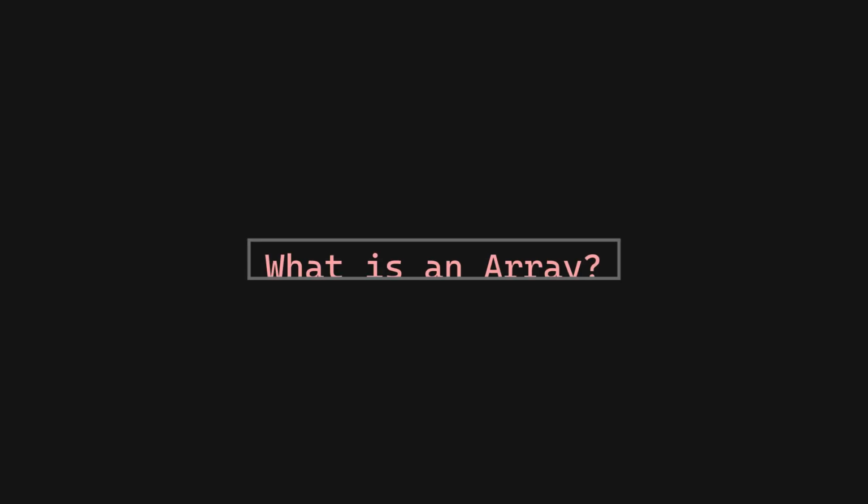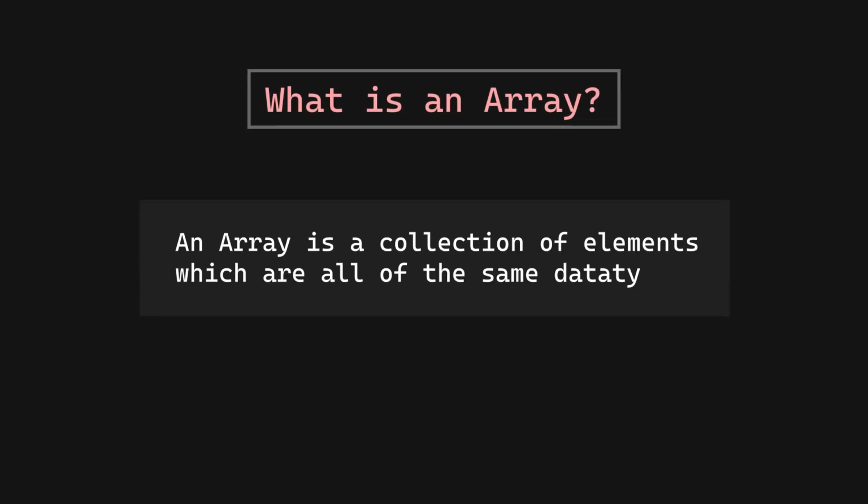Alright, so first things first, what is an array? An array is a collection of elements which are all of the same data type. Meaning that you can have an array of strings or you can have an array of integers, and you cannot have both in the same array. Though some languages do give you the option to create an array of multiple data types, in Java generally you cannot create such a thing. You can only have a singular data type for a whole array.